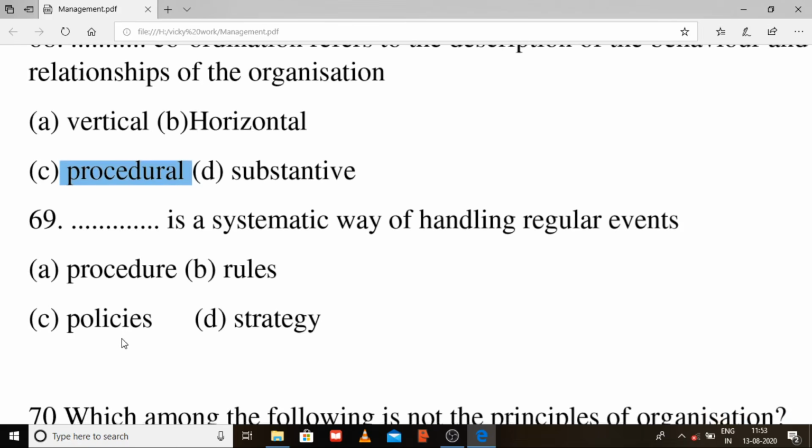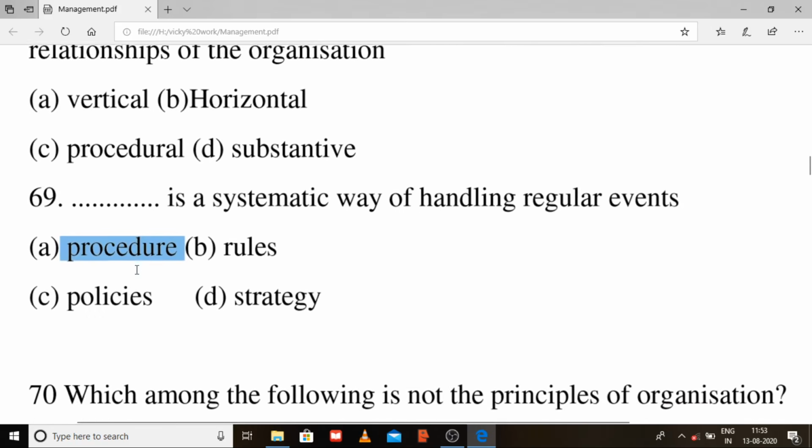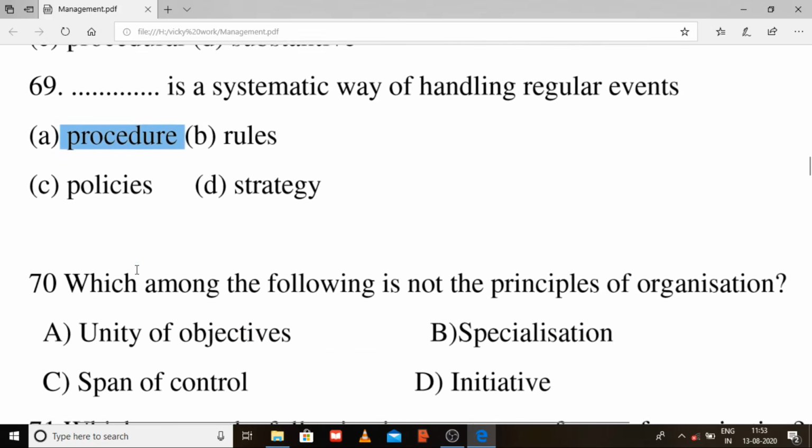69. Dash dash is a systematic way of handling regular events. Procedure is a systematic way. 69, option A is the right answer.